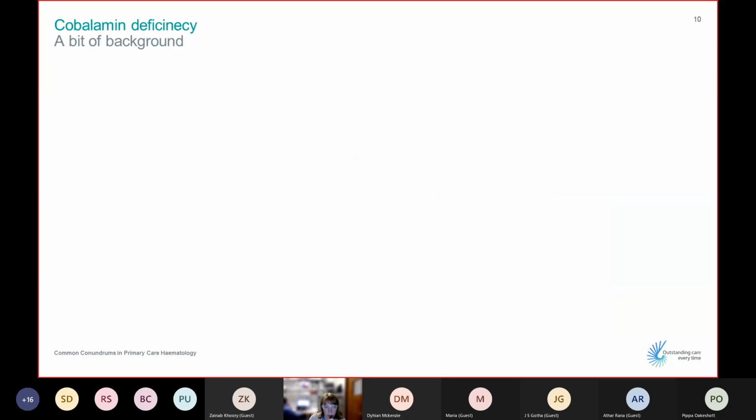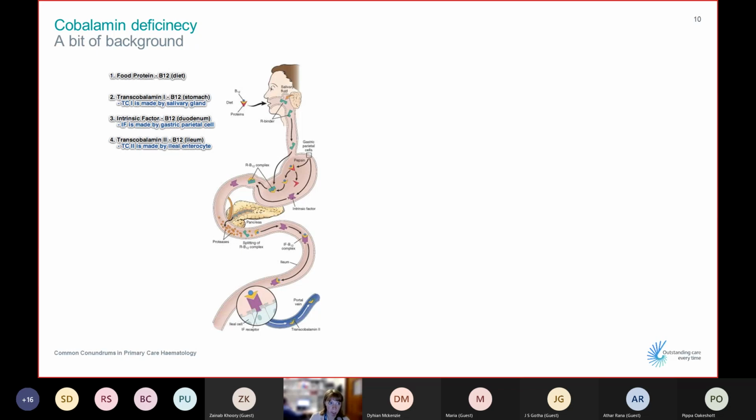So this is a bit of background about B12. The majority of our B12 is from our food protein. When we ingest it, our salivary glands produce an R binder. This travels with the B12 into the stomach. In the stomach, gastric parietal cells produce pepsin. This cleaves proteins off the B12 and allows the R binder to join with the B12 and protect it from gastric acid. The gastric parietal cells also produce intrinsic factor.